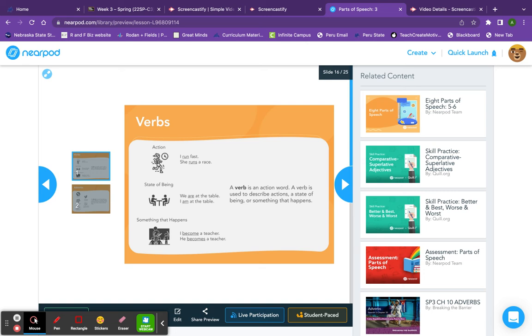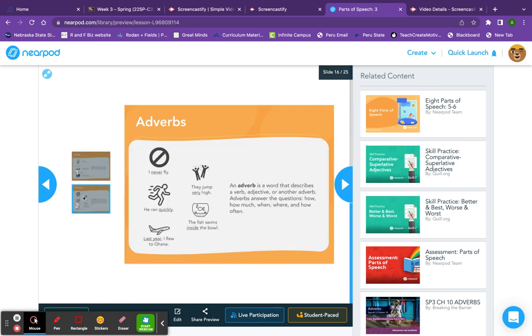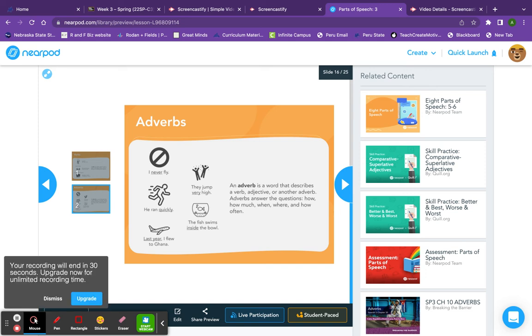So a verb is an action word. We often will use a verb to describe actions, a state of being, or something that happens. An adverb is a word that describes a verb, adjective, or another adverb. Adverbs answer the question, how much, when, where, and how often.